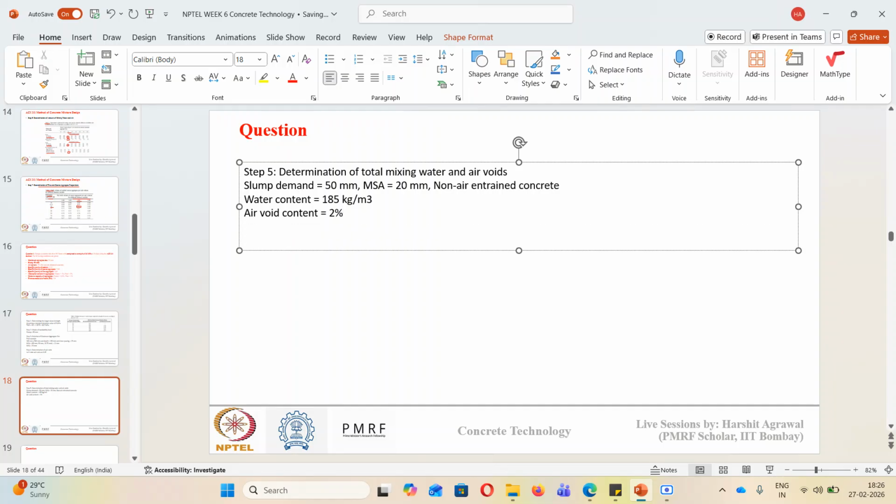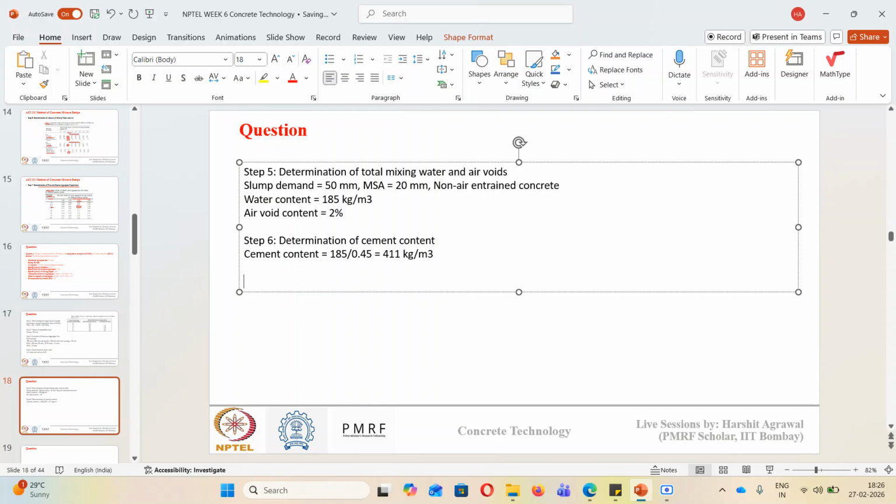Now step 6, determination of cement content. We know the W by C ratio and we know the total mixing water. The cement content will be water content divided by W by C ratio, so it will come out to be 411 kg per meter cube.